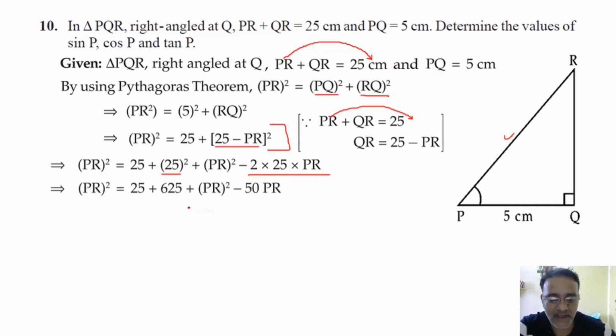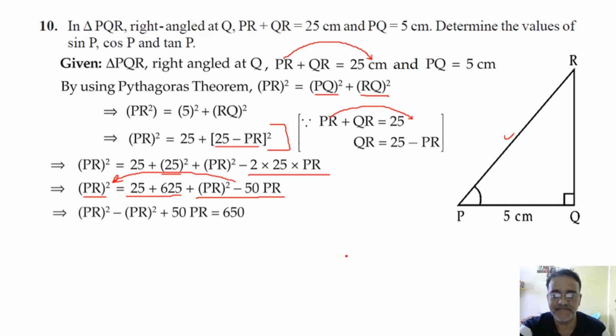Okay. Now we can eliminate these two. ये दोनों को eliminate कर सकते हैं, या ये दोनों को यहाँ shift कर लो. You shift this side. Okay. If you shift this to this side, it will become minus PR square plus 50 PR, and these two will become 650. Whether this step is clear? Yes, sir. Now you can cancel these two. So 50 PR is equal to 650. What is the value of PR? 13. Right, 13 centimeter.